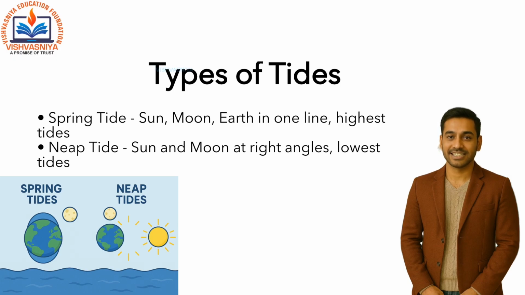Spring tides occur when the sun, moon, and earth are in a straight line. Their gravitational forces combine and the water rises higher than usual. Neap tides occur when the sun and moon are at right angles to each other. The pull is weaker and tides are lower. This cycle repeats every month as the moon revolves around the earth.